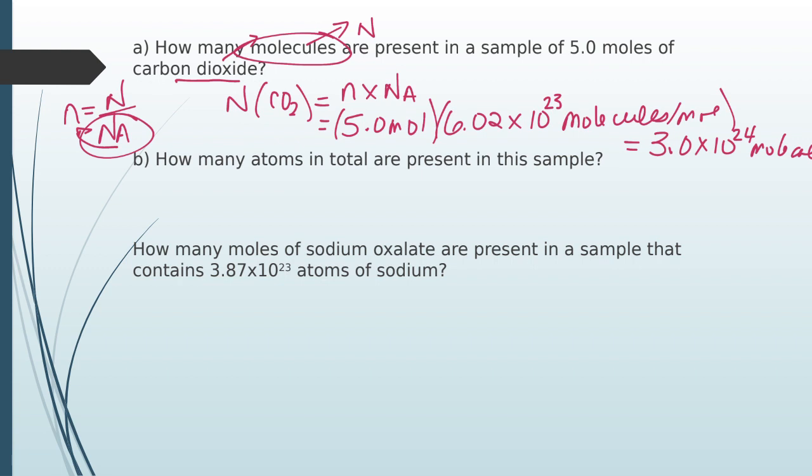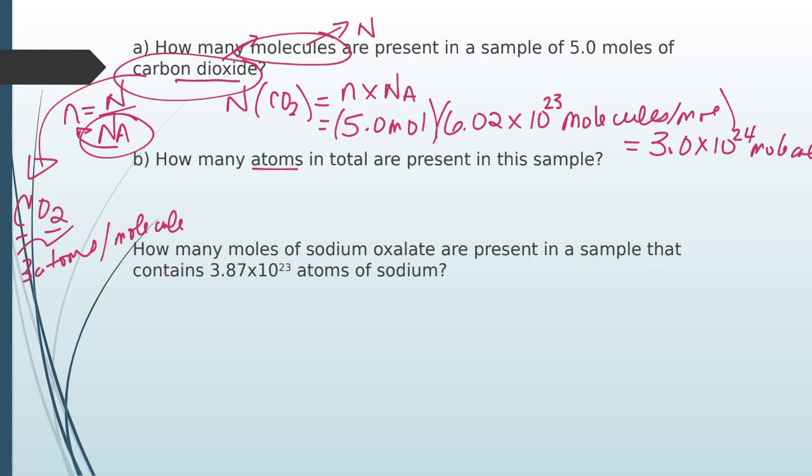Now in B, it says how many atoms in total are present in this sample. So this is asking us now about atoms, and we're still talking about a compound. And what we know is that when we look at a formula unit of carbon dioxide, so here it is right here, we know the formula for it. When I look at carbon dioxide, I see that I have 1 atom of carbon and 2 atoms of oxygen. And here I have a total of 3 atoms per molecule for this particular substance, okay?